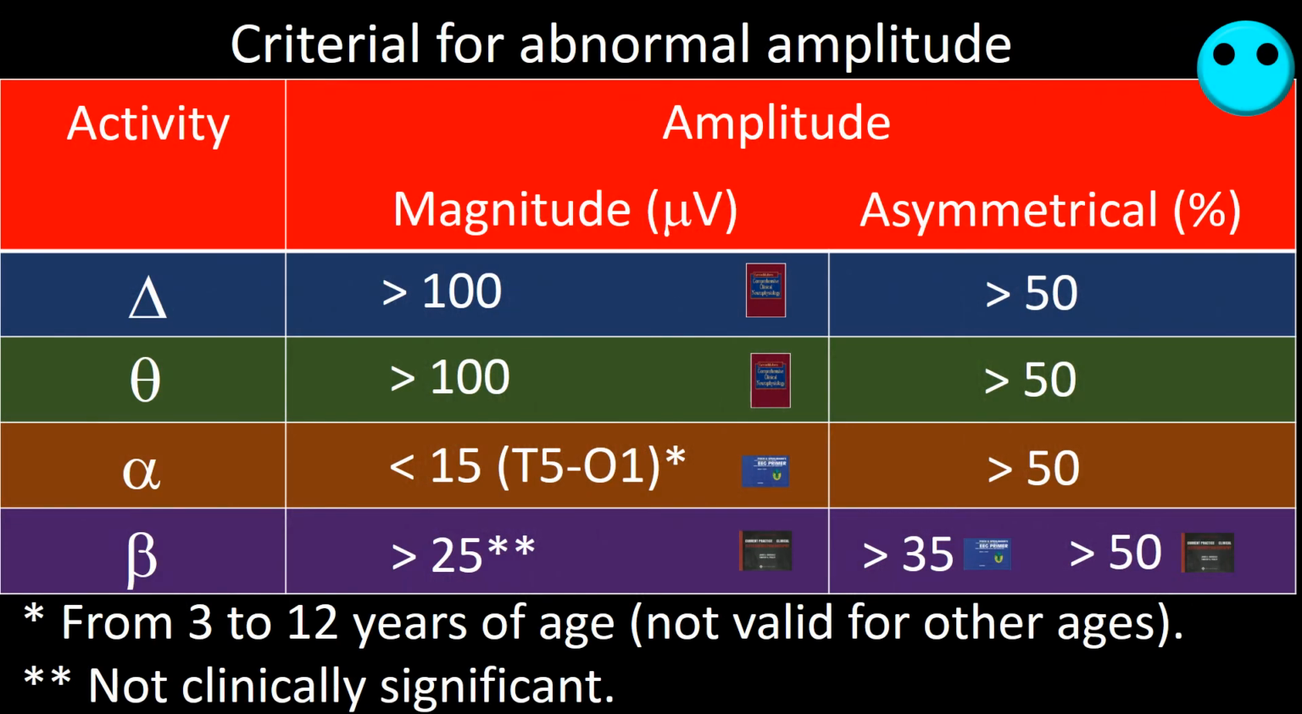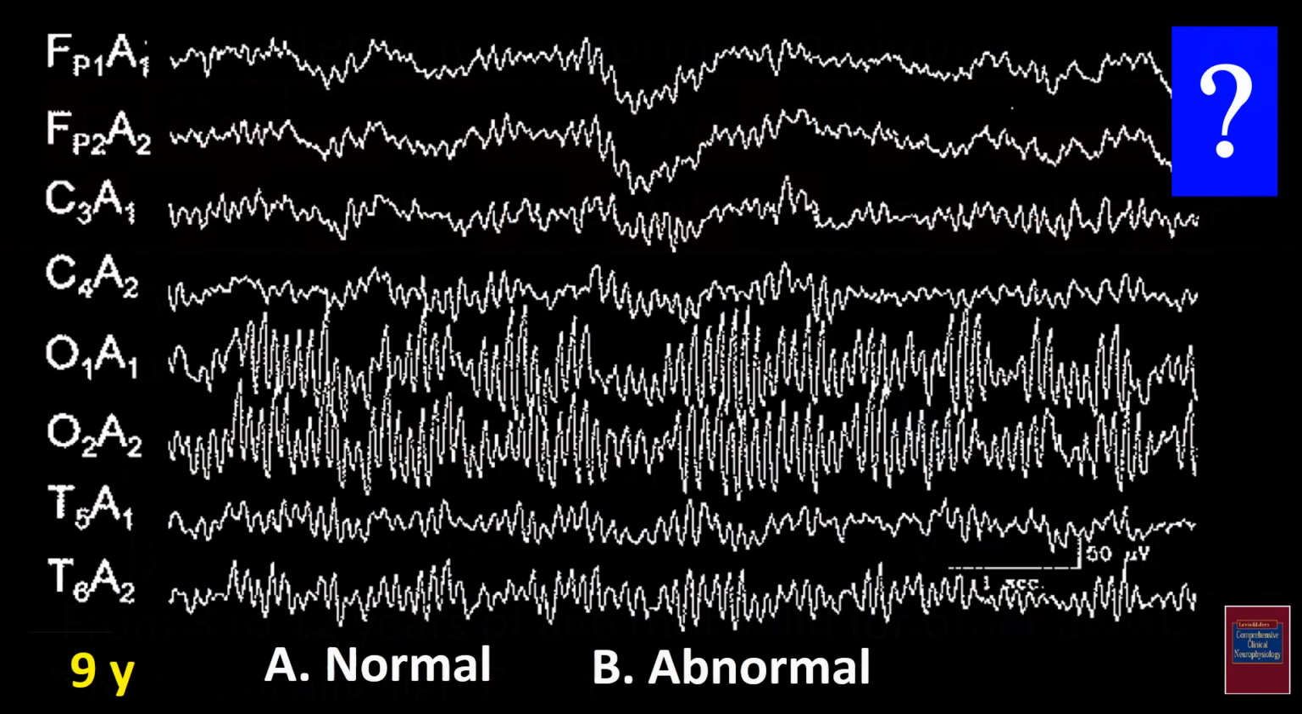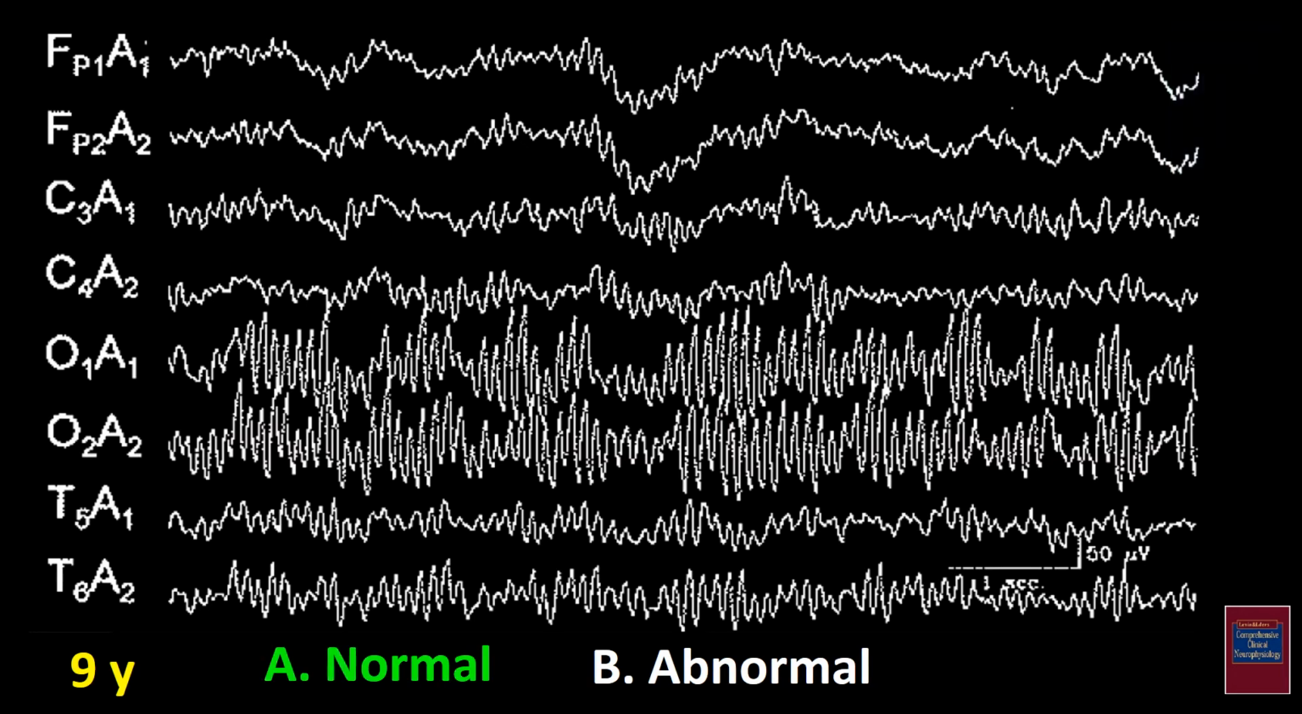If you recall the criteria for abnormal amplitude that we stated in the past, alpha activity amplitude has no upper limit of normal, and an asymmetry is abnormal only if it is over 50%. So the alpha activity in this patient is normal. And the answer to this question is A.